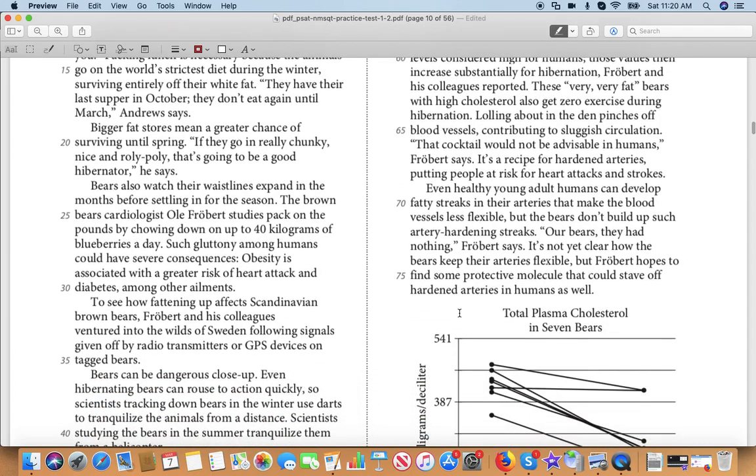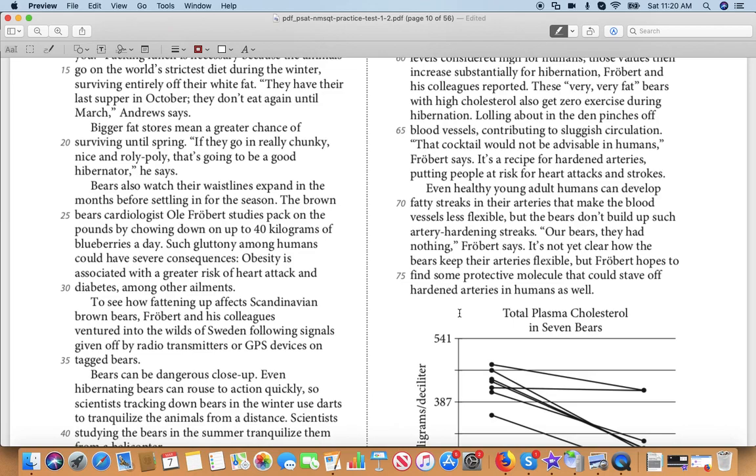Let's take it from line 19. Bigger fat stores mean a greater chance of surviving until spring. If they go in really chunky, nice, and roly-poly, that's going to be a good hibernator, he says. Bears also watch their waistlines expand in the months before settling in for the season. The brown bear's cardiologist, Ole Frobert. I think it's Ole Frobert or something like that.